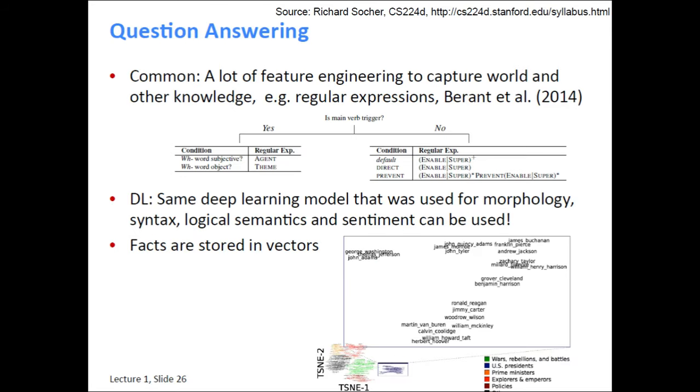And here facts are stored in vectors. You have some information on US presidents, like Ronald Reagan, Jimmy Carter, and these facts are represented as vectors. So for example, who was the first president of the US? That is your question, and then Washington is your answer, which is represented as a vector, and your system gets from the question to the answer by computing vectors and passing vectors through the different layers of the neural network.